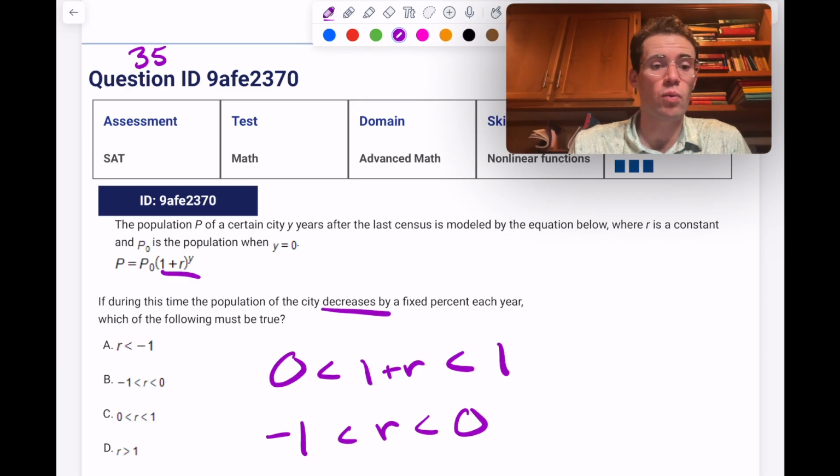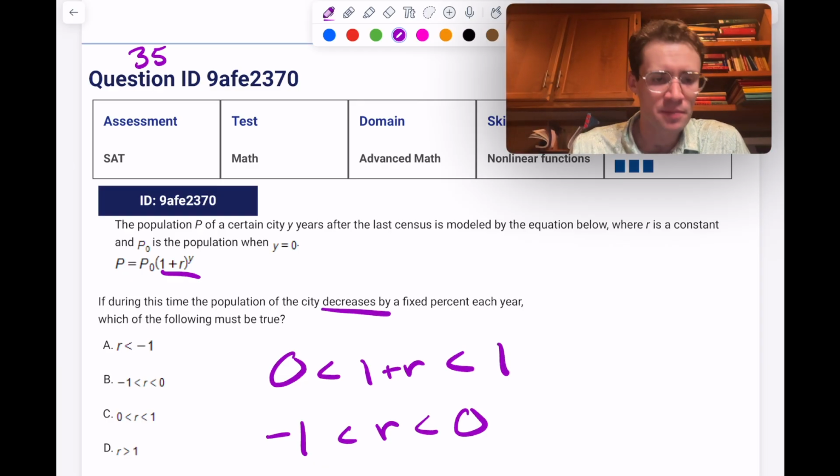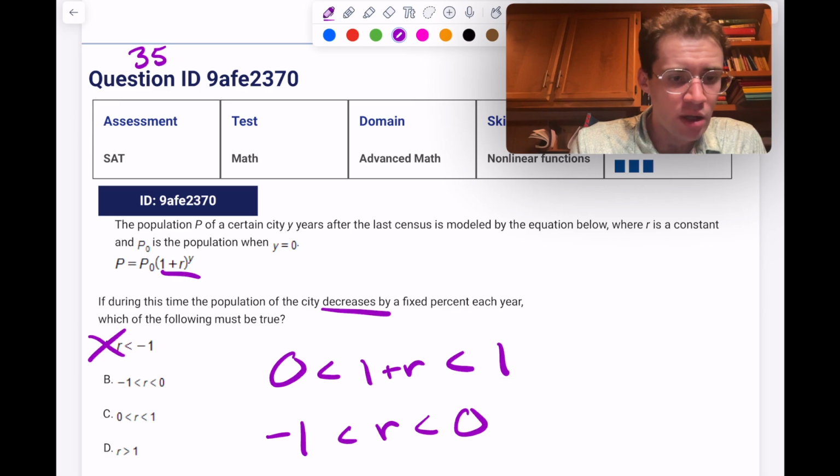It's something that will bring 1 down. When you add it with 1, it will bring it down, but not past 0. So we don't want to make it actually negative. R is supposed to be greater than -1. But -1 is less than R is less than 0. Okay, that's literally what I just wrote.